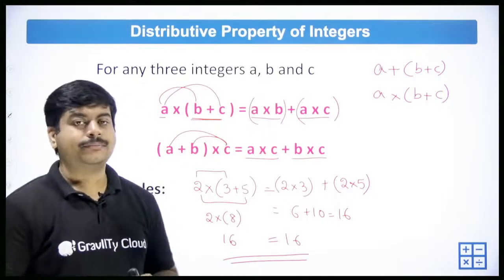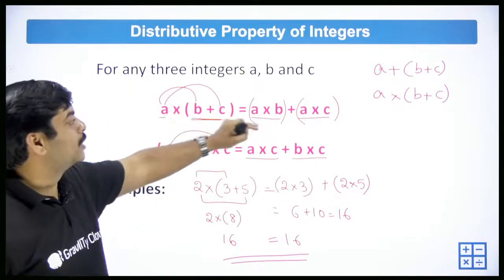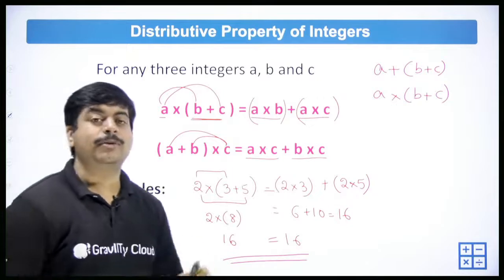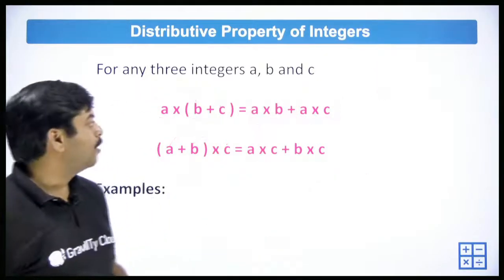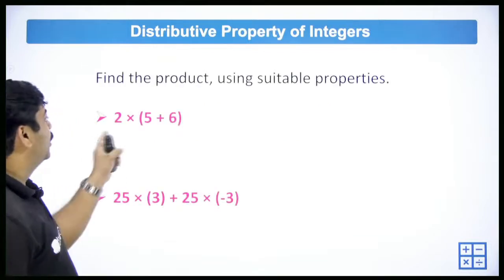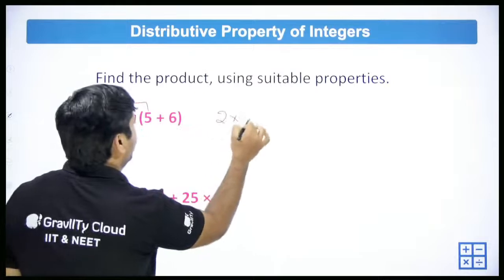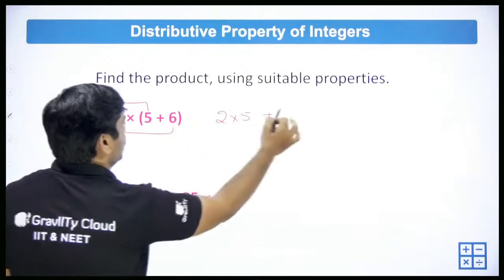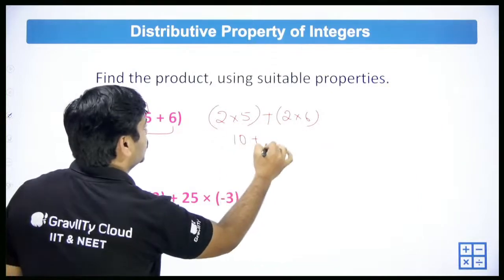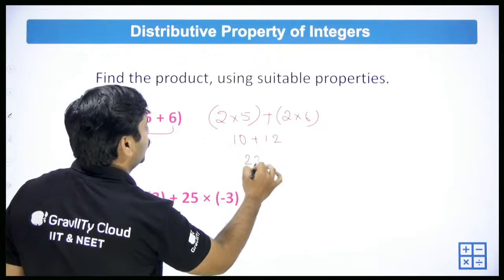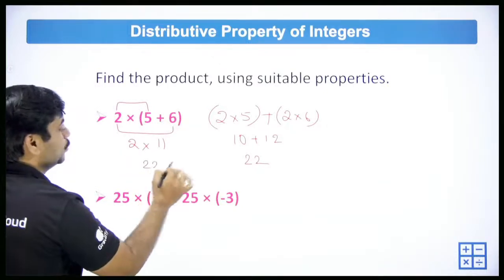Understand? Okay, so A into B plus C equals A into B plus A into C. Whichever number you are multiplying should be distributed to all the remaining numbers. Let me take one more example. 2 into 5 plus 6 is equal to 2 into 5 plus 2 into 6. What is 2 into 5? 2 into 5 is 10, plus 2 into 6 is 12, so that becomes 22. 5 plus 6 is 11, and 2 into 11 is also 22, right?